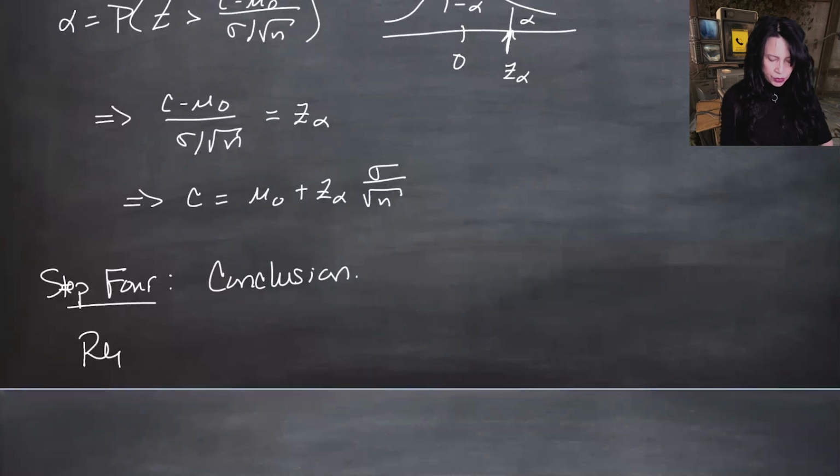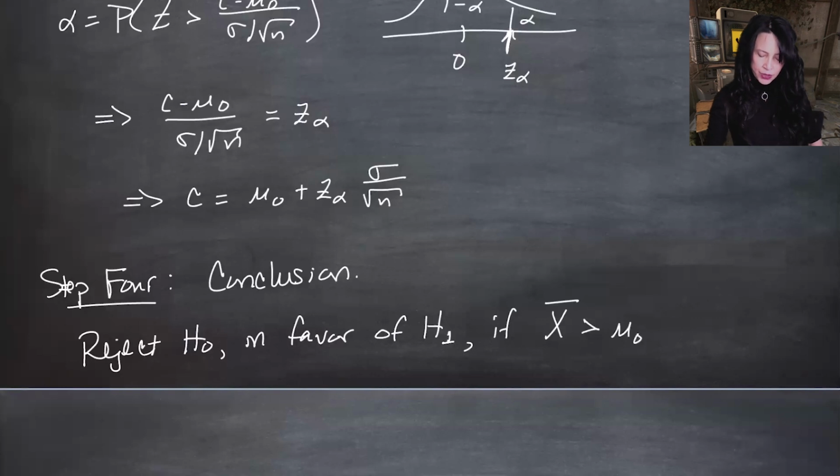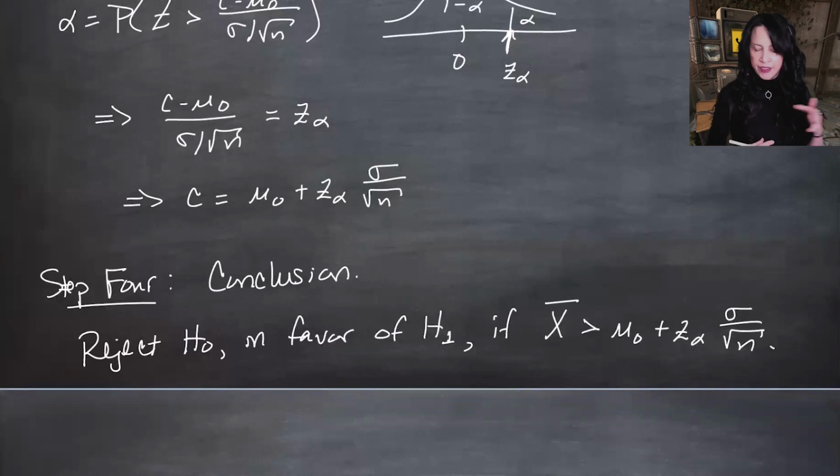So we're going to reject the null hypothesis in favor of the alternative hypothesis if x bar is greater than c, but we just figured out what that needs to be: if x bar is greater than mu naught plus z sub alpha sigma over the square root of n. And we're done with this hypothesis test. We have derived a test of size or level of significance alpha for the given hypotheses and the given distribution, based on x bar.